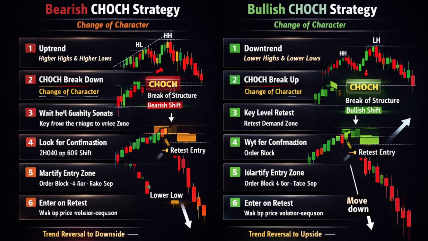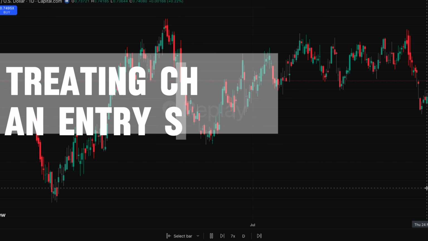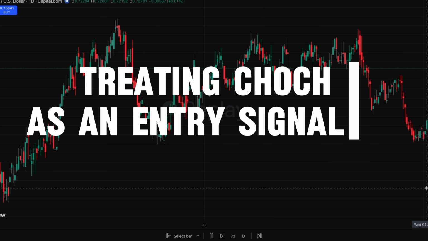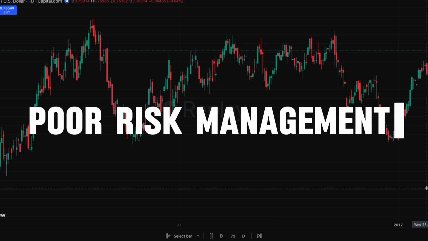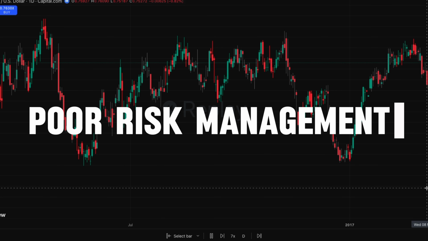Now, the 3 mistakes I promised. Mistake 1. Entering before the sweep and getting trapped. Mistake 2. Treating CHOCH as an instant entry instead of waiting for the retest. Mistake 3. Risking too much. If you can't survive a losing streak, the strategy won't matter.